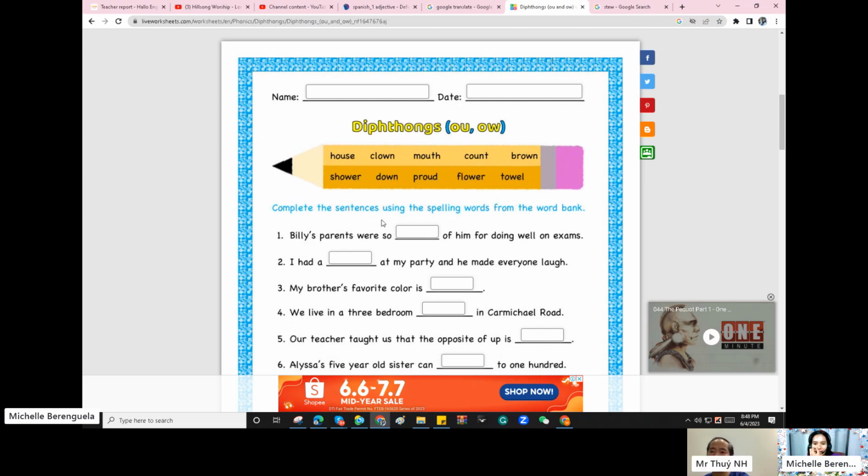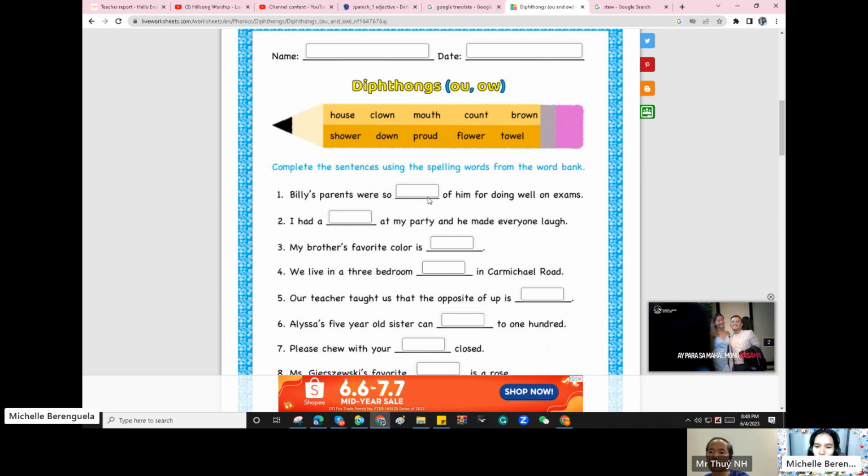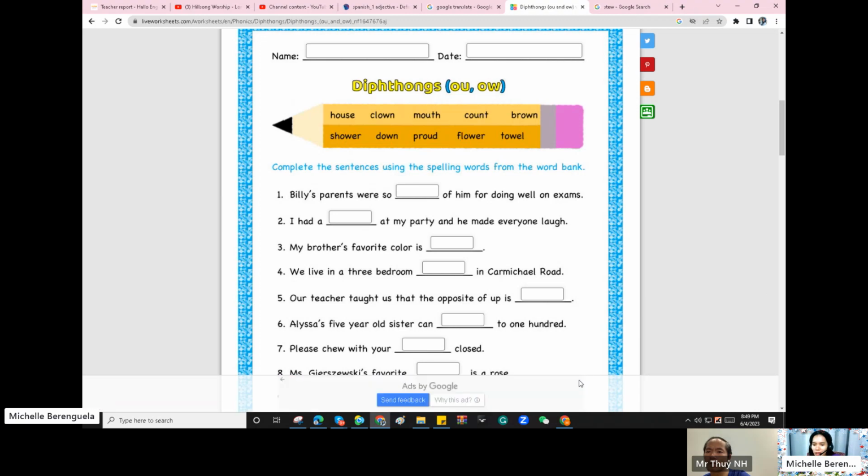Okay, let's complete the sentences using the spelling words from the word bank. For example, Billy's parents were so blank of him for doing well on the exam. Is it house, clown, mouth, count, brown, shower, down, proud, flower, or towel? I'll answer number one, okay? Proud. Billy's parents were so proud. Proud of. Yes. Okay, what about number two?